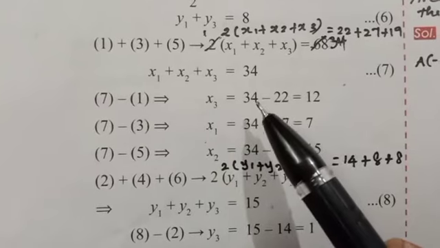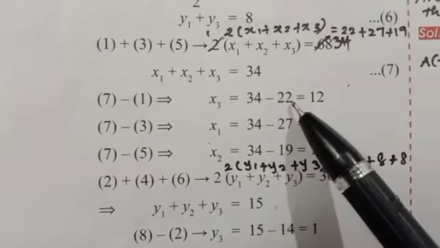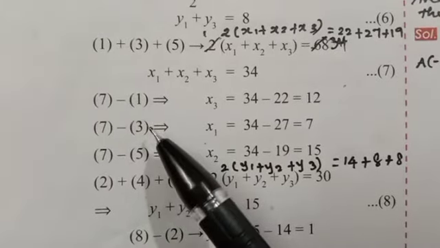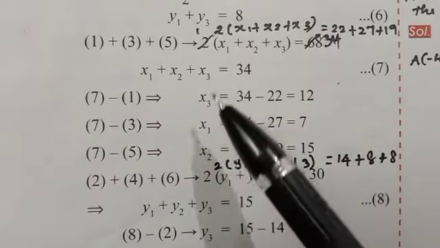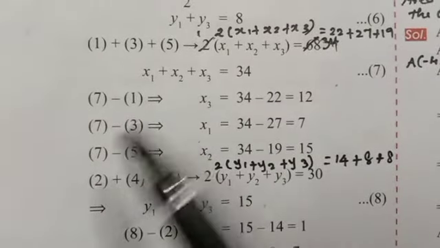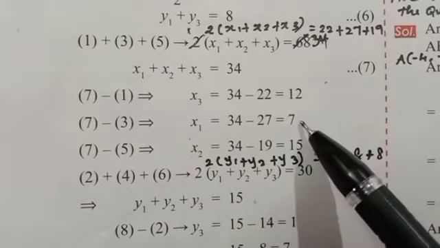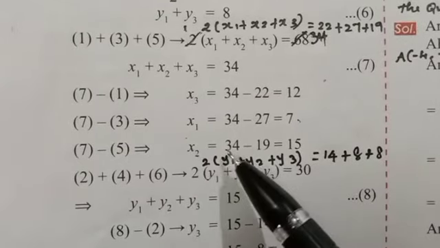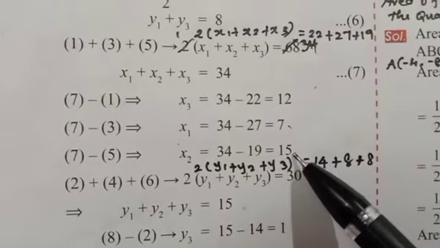So the left hand side value for this is 34, and the first equation we have 22. Subtracting these two, we get 12. Then 7 minus 3, the third equation. When we subtract 7 minus 3, we get x1. So 34 minus 27 is equal to 7. Then 7 minus 5, x2 is equal to 34 minus 19, that is equal to 15.